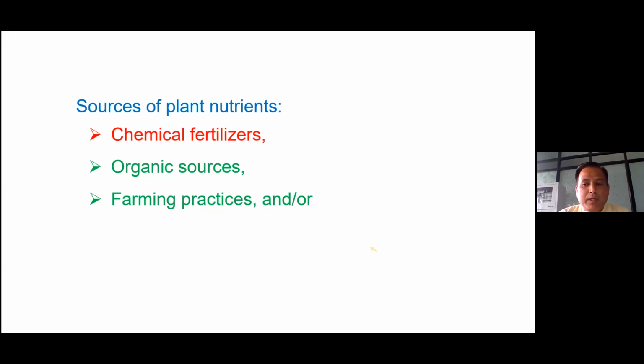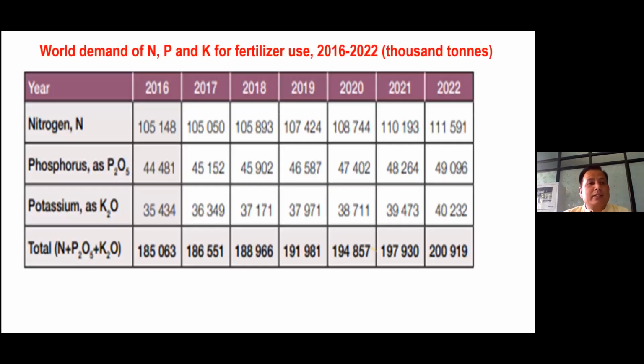Now, if we look at the sources of nutrients for crops, we can divide them into three broad categories. One is chemical inputs, the chemical fertilizers. Second is organic sources. And third, there are some farming and cultural practices by which we can also add nutrients to our Mother Earth, the soil system. Now, I am just creating the background.